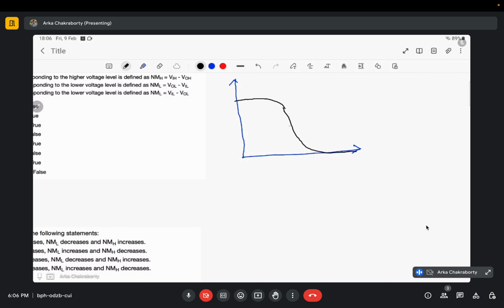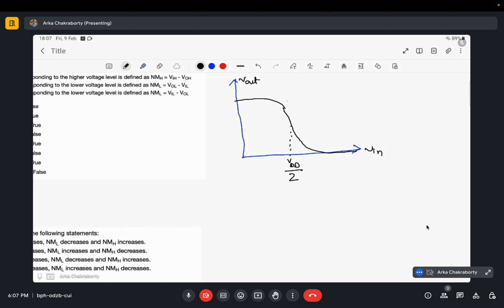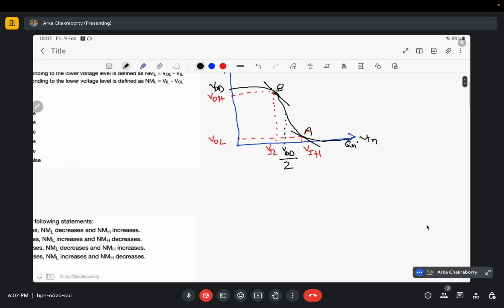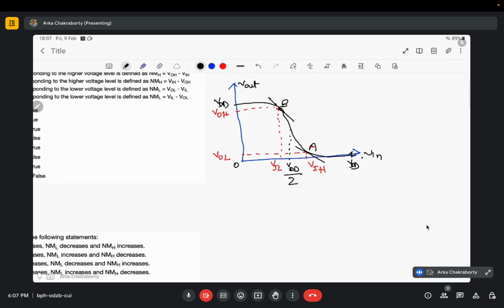If you remember, this was my V in and this was my V out, and this would have been my VDD by 2. The point where my gain was -1, let me call it point A, and this other point point B. This corresponding point is defined as V input low, and the corresponding output voltage of V input low is defined as V output high. Similarly, the voltage corresponding to point A is defined as V input high, and the corresponding output voltage is defined as V output low. Okay, so this is 0 and this is my VDD. So what is V input low and what is V input high?